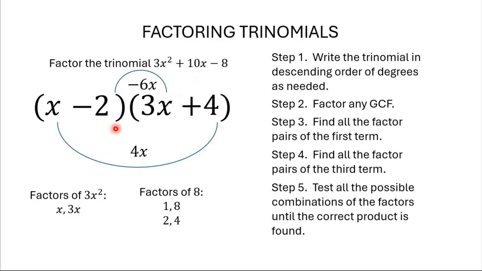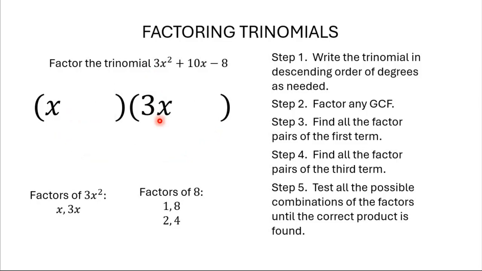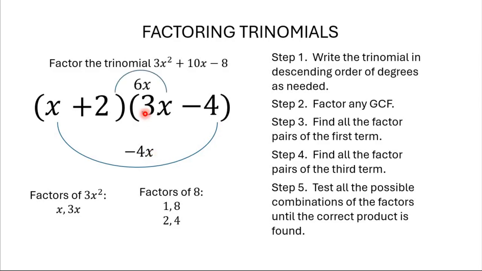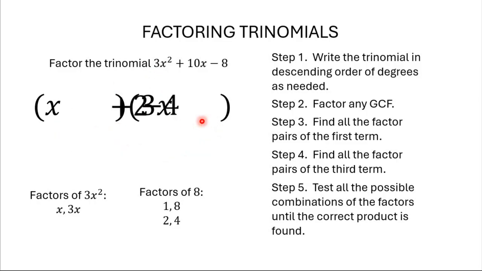Even if I were to switch the signs and make this positive 2 and this negative 4 instead, I still get outside product to be negative 4x, inside product to be positive 6x, so I still only get positive 2x. So even switching the signs there doesn't help. So what if I actually switch the numbers? What if I put the 4 over here and the 2 over here instead, actually switching those terms?